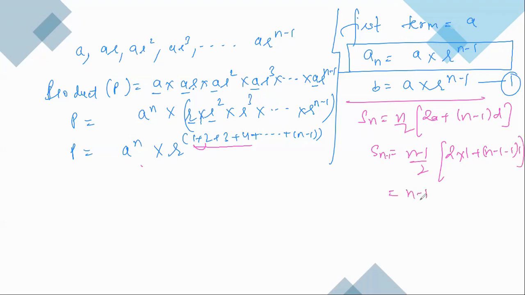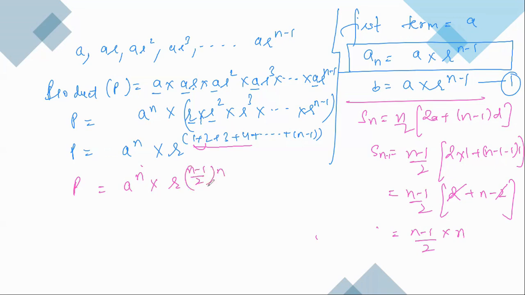That is, 2 minus 1 is 1, 3 minus 2 is 1, so D is 1. When we sort it out, it will be 2 plus n minus 2. Minus 2 and plus 2 cancel out, and we are left with n inside the bracket. So we are left with (n minus 1) over 2 times n. This is the sum. So we put it here: P is equal to A raised to the power n times R raised to the power (n minus 1) over 2 times n, right?